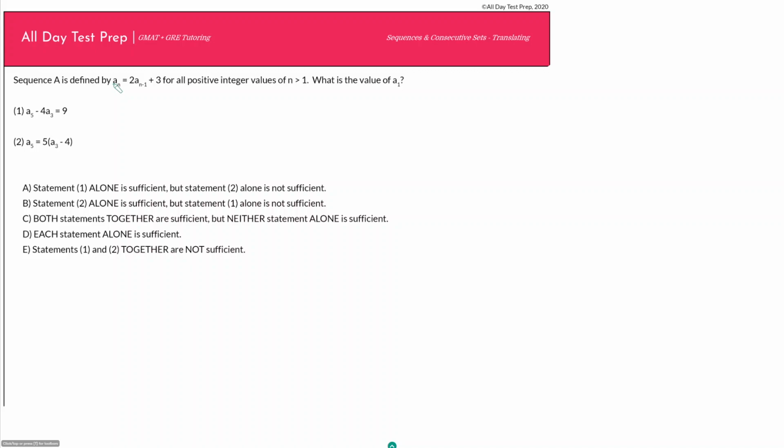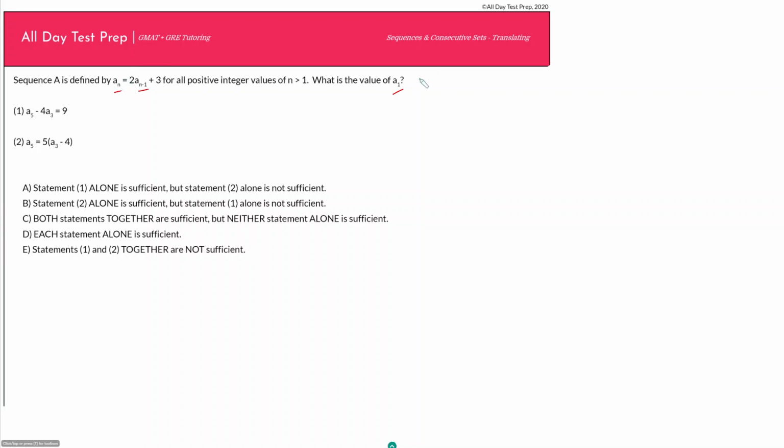This problem says sequence A is defined by A sub n is equal to 2 times A sub n minus 1 plus 3 for all positive integer values of n greater than 1. What is the value of A sub 1? The first thing you might notice about sequences versus just regular algebra is this subscript notation. If this is unfamiliar to you, this is one thing to get acquainted with when it comes to interpreting sequences. This subscript has nothing to do with the value of A itself. All this subscript is doing is referencing this number's place in the sequence. And so A sub 1 is the first term in the sequence, and A sub n is used to represent any number in the sequence.